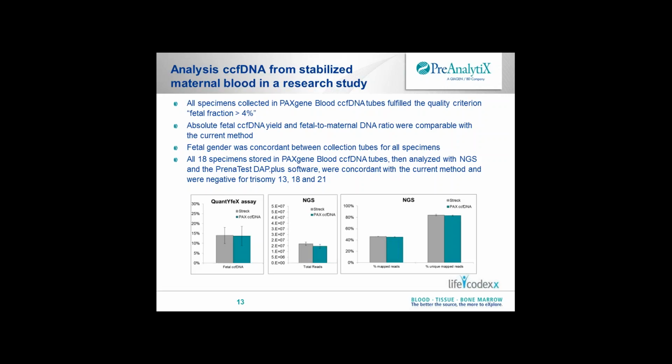This also comes out if we look at the results from the NGS data. The fetal gender was concordant between collection tube types for both samples we had, and if we look at all 18 specimens that were collected, the NGS results of the prenatal test from LifeCodec were absolutely concordant with the current method and were all negative for the 3 trisomies that were looked at.